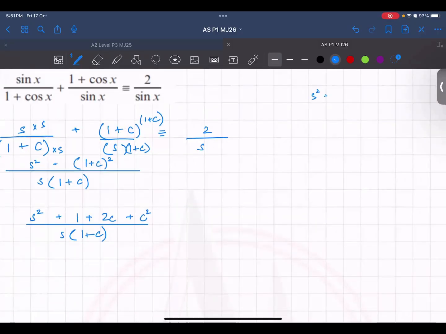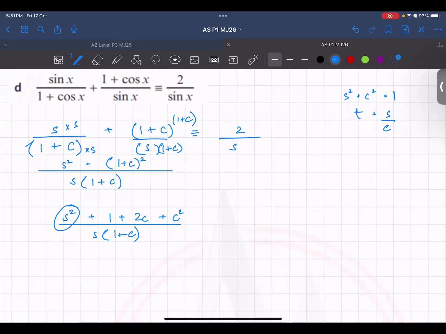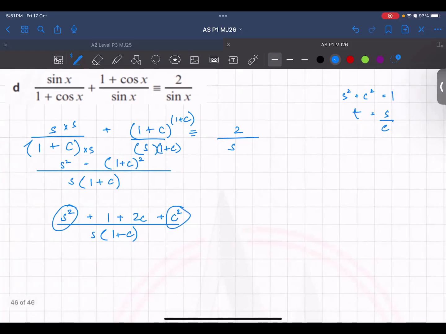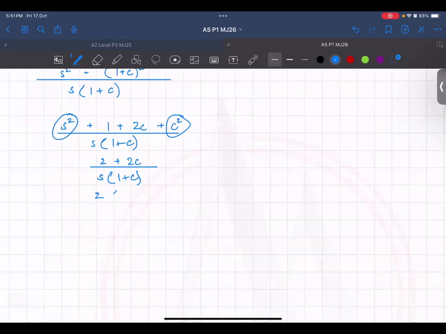And for the identity, recall the identities that you have. You have sine square plus cos square is equal to 1, and you have tan is equal to sine over cos. So you can see sine square plus cos square would be equal to 1, and 1 plus 1 will become 2. So 2 plus 2 cos upon sine 1 plus cos.